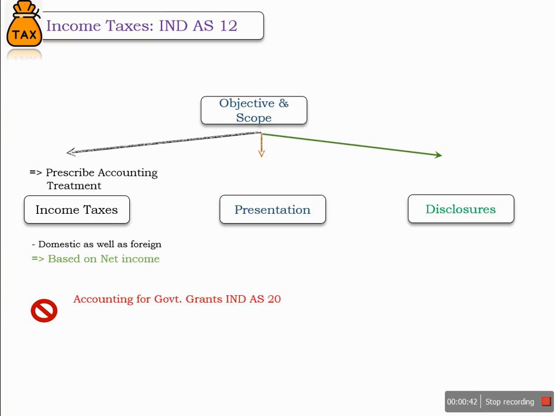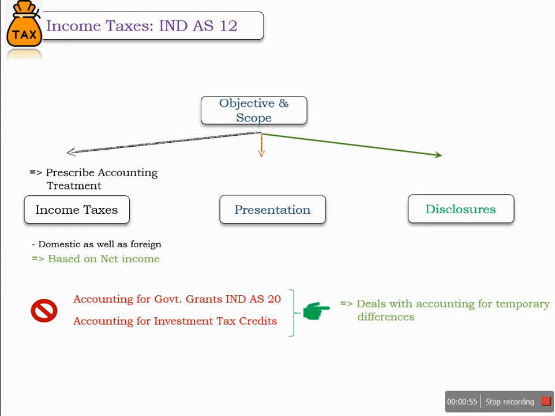Ind AS 12 does not apply to accounting for government grants. It is dealt with by Ind AS 20, and accounting for income tax credits, investment credits, etc. However, Ind AS 12 deals with the accounting for temporary differences arising out of the accounting for government grants and accounting for investment tax credit, etc.